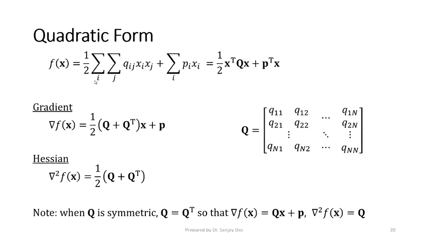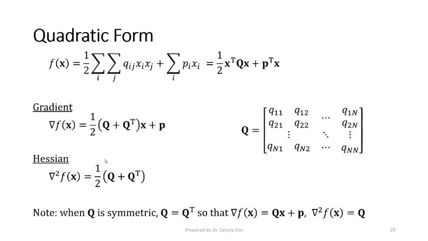F of x, so we have multiple variables, x1, x2, x3, and so on. It's given by this, and these are the coefficients. This is a quadratic term, okay? And this is a linear term, summation pi xi. We can rewrite this in this manner, where q is equal to this. P transpose x is the same as x transpose p, remember that, right?